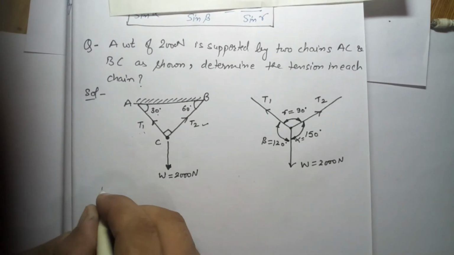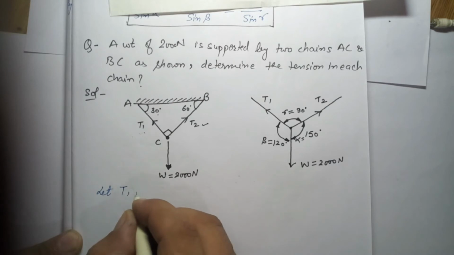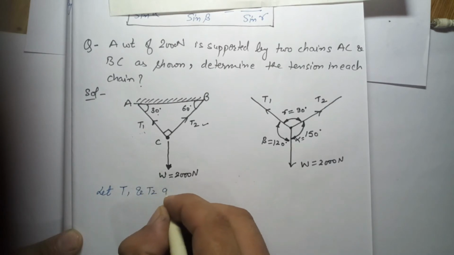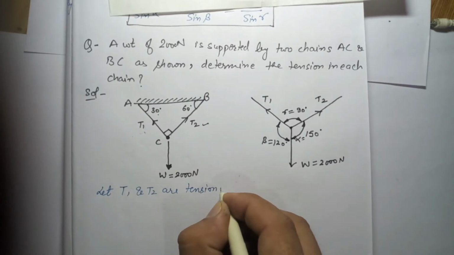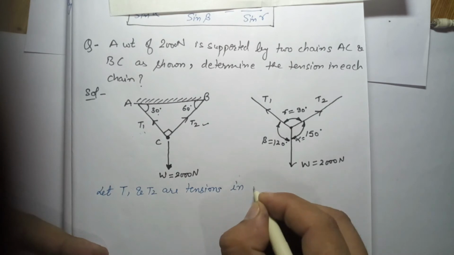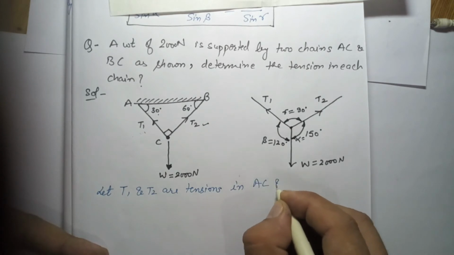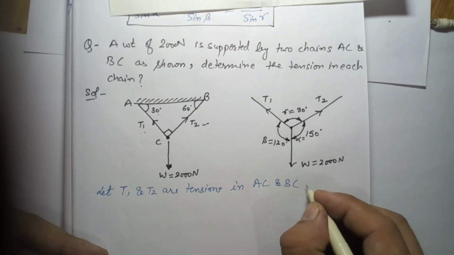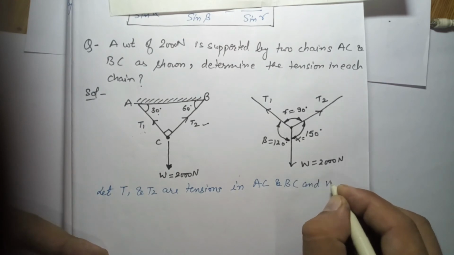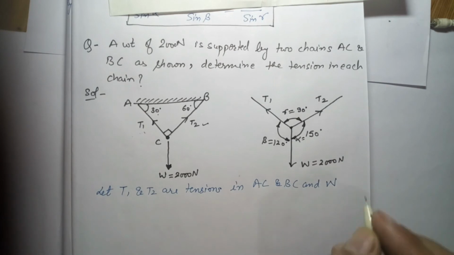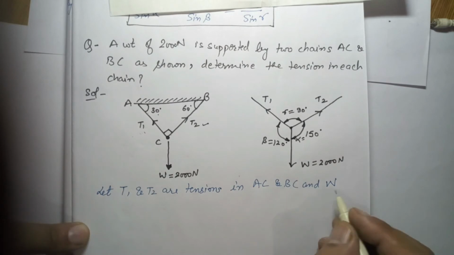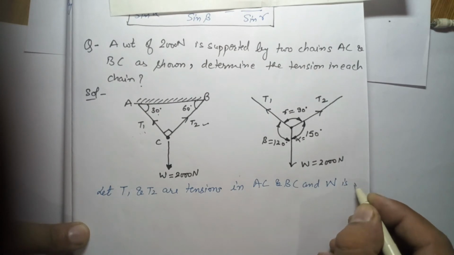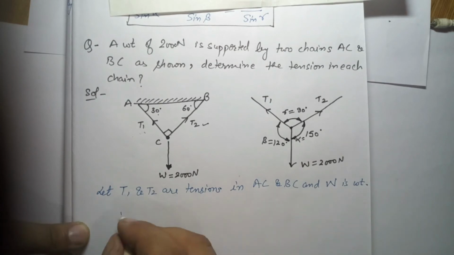Now we will apply Lami's theorem here. Let T1 and T2 be the tensions. Whenever we solve a numerical, we have to define the variables we are taking just to apply the formula. Do not directly assume names and start solving, because every person can assume in another way. So I have taken T1 and T2 as the tensions in AC and BC, and W is the weight. Then apply Lami's theorem.